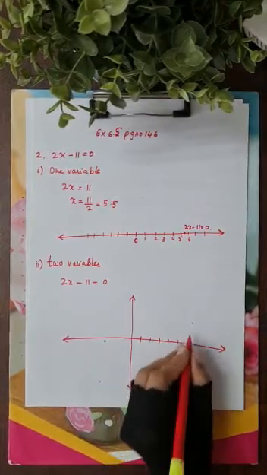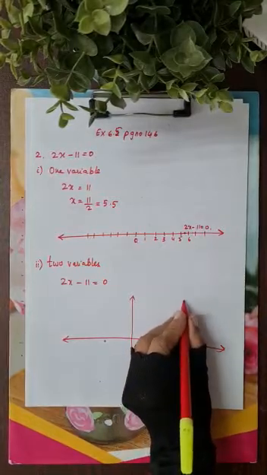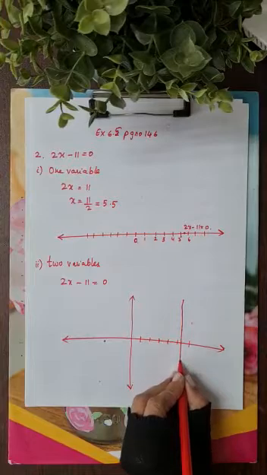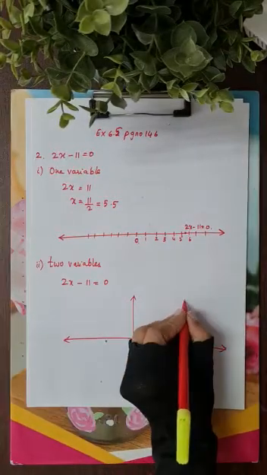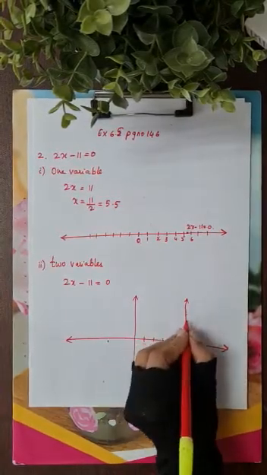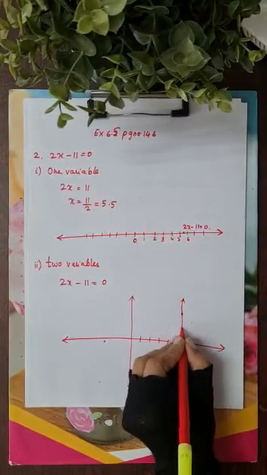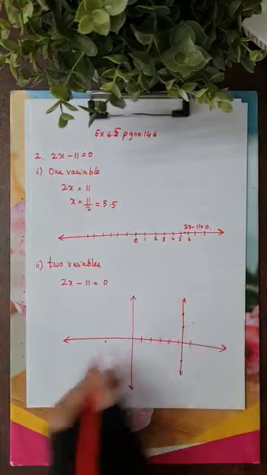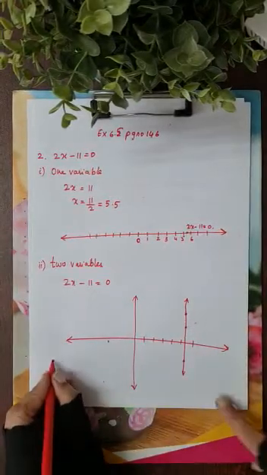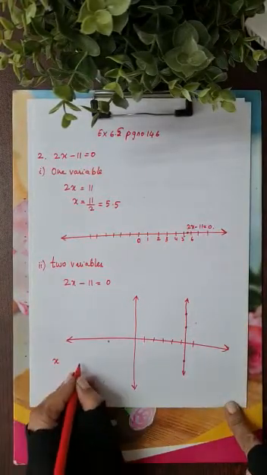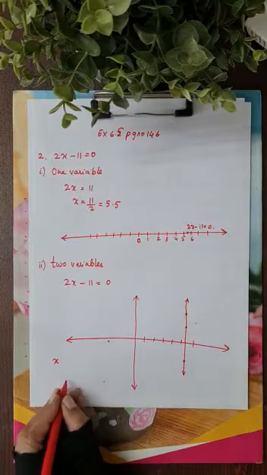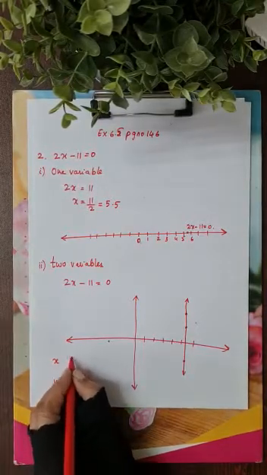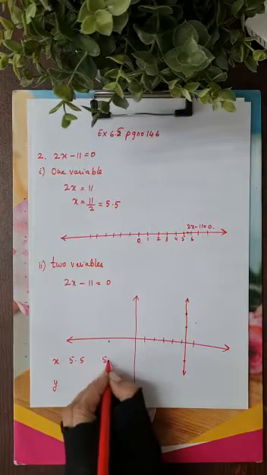Okay, so it will be a line parallel to y-axis and passing through x is equals to 5.5, and the values of y can be taken as any three values on this line. Okay, you can simply write a table here, x and y. The value of x will be 5.5 throughout.